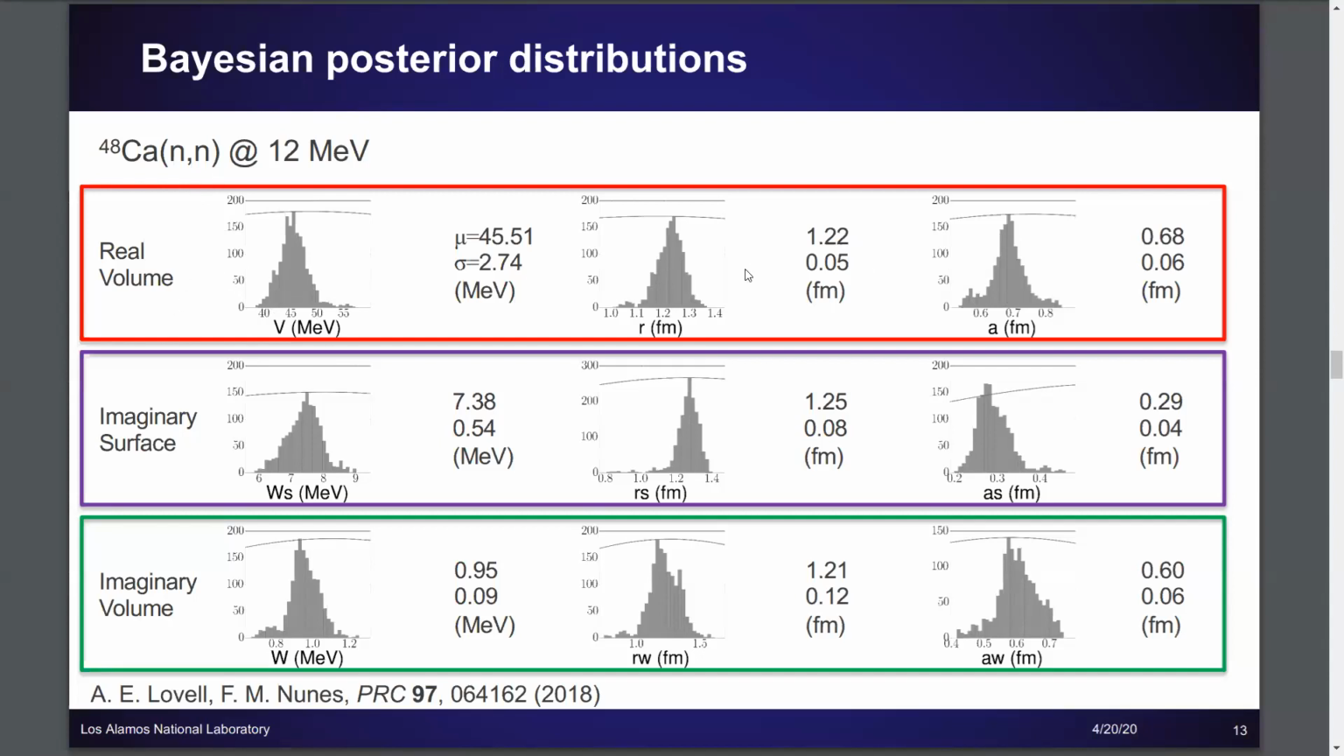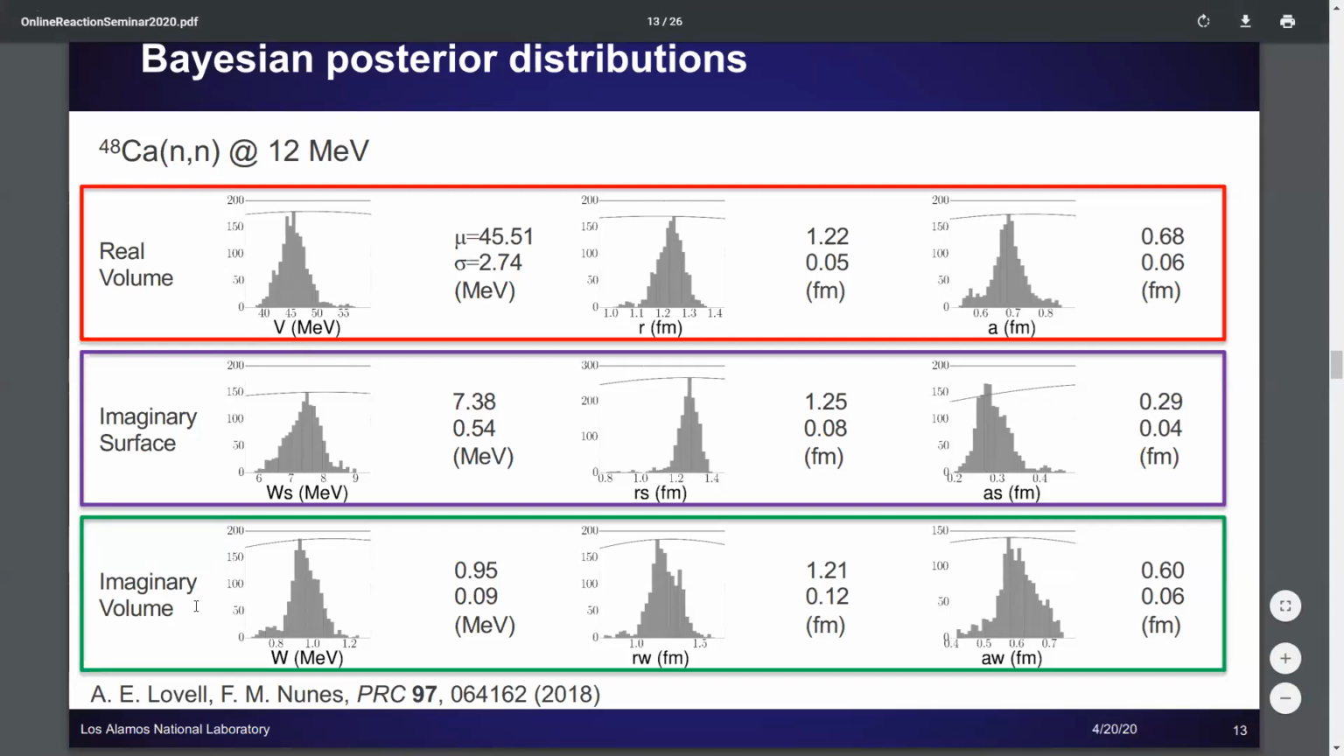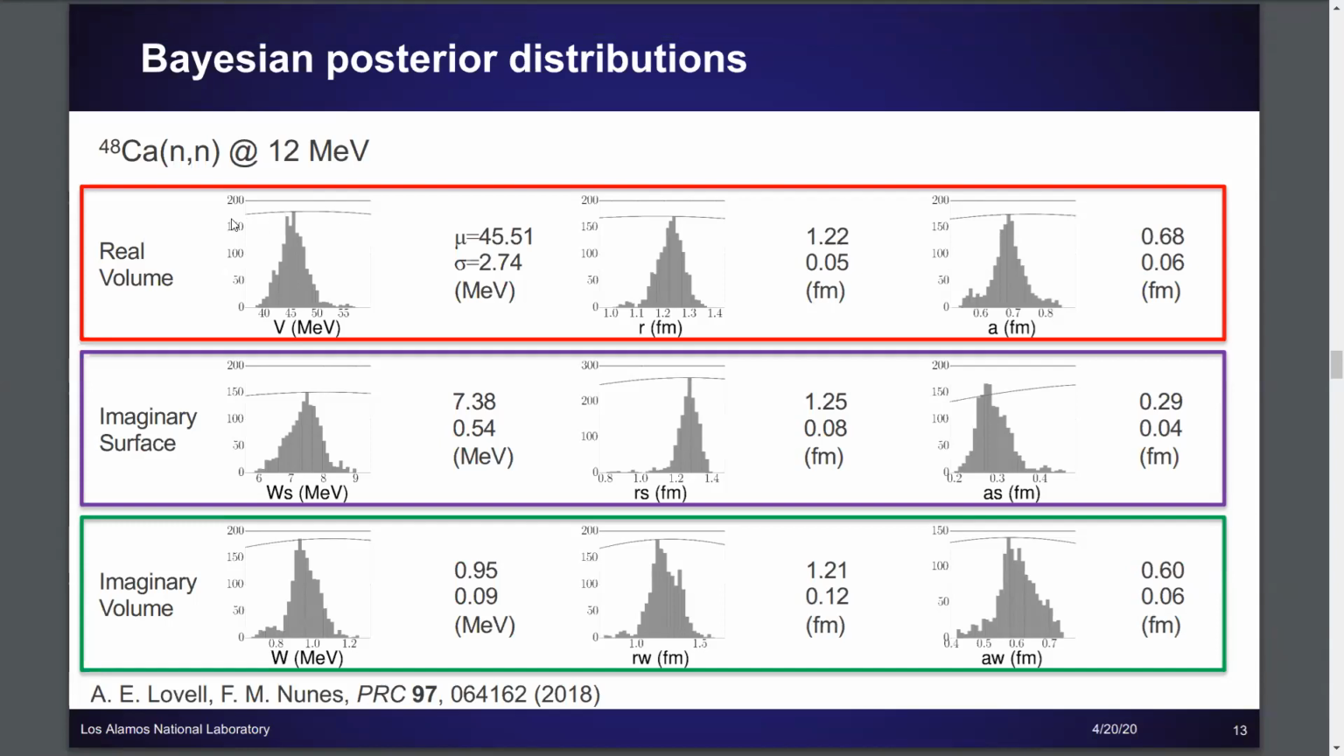These are the real volume terms, the depth, the radius, and the diffuseness, followed by the imaginary surface depth, radius, and diffuseness, and then the imaginary volume depth, radius, and diffuseness. And the solid lines, which hopefully you can see, are the prior distributions that we put into our model. Again, we use a Gaussian, a very wide Gaussian, to allow the data to constrain the parameters as much as possible.